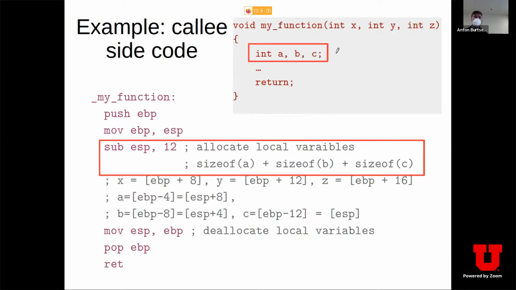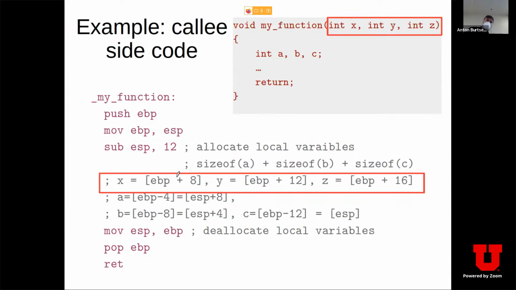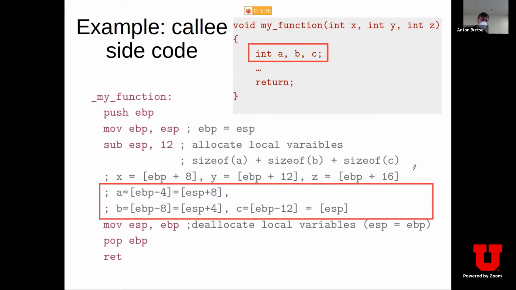So imagine this callee has 3 variables, A, B, and C. We again allocate space on the stack by subtracting 12, right? Then if we want to access those variables, remember the layout of the stack. So the arguments will be EBP plus 8, EBP plus 12, EBP plus 16. Or you can also access them relative to the stack itself, right? Because you know the value of ESP. So it's either EBP minus 4 or ESP plus 8, just because this is how the addressing works.